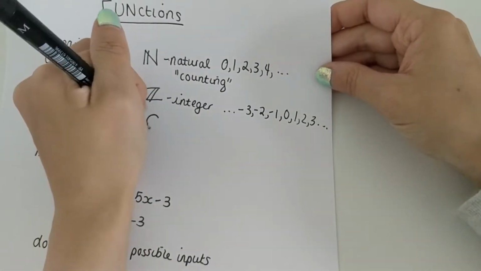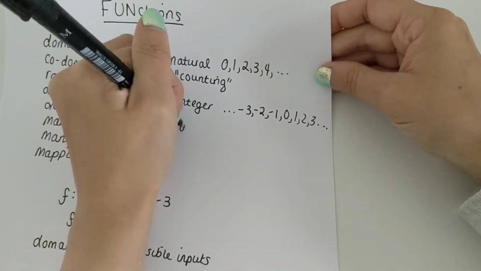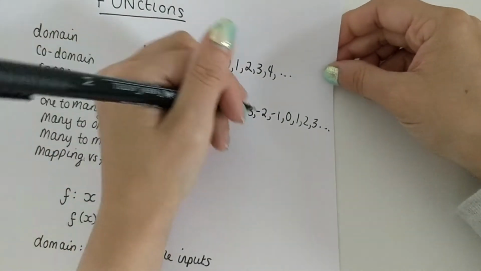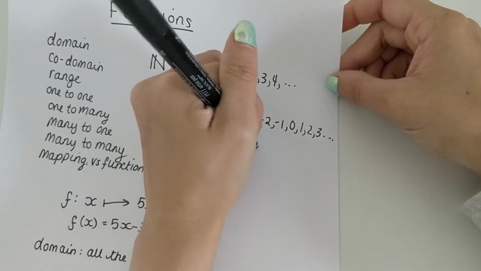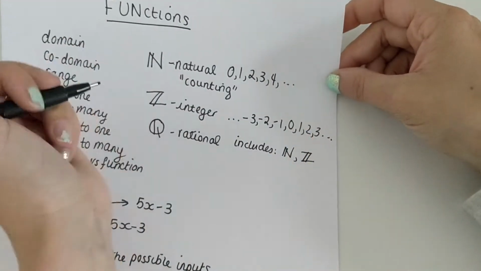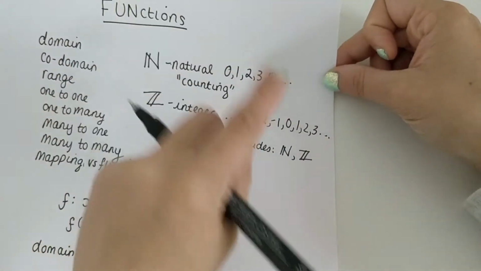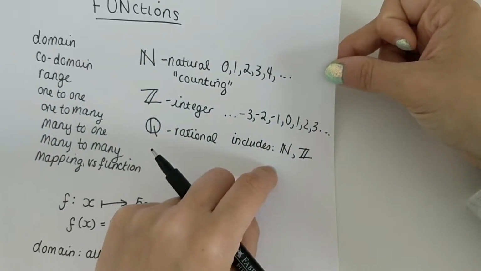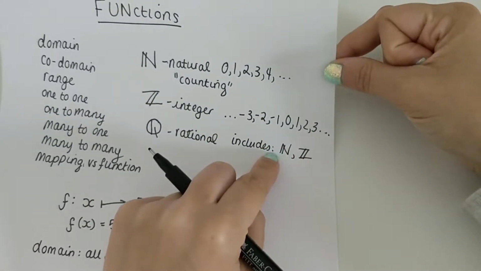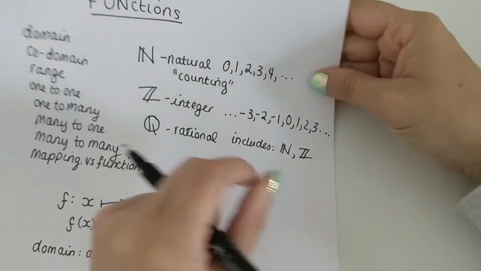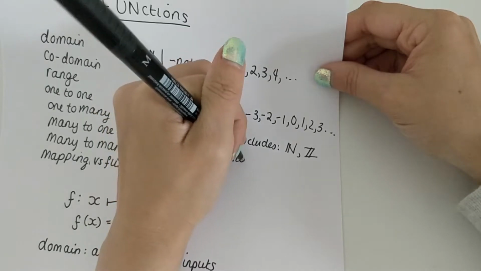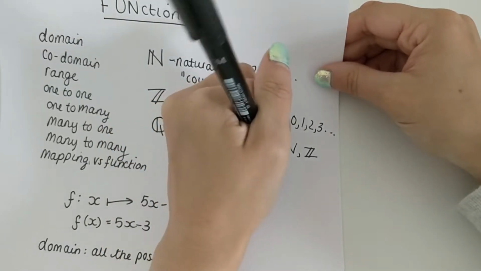What else have we got? Rational numbers is a Q. Q stands for quotient, and it includes the natural numbers. It includes integers, obviously. And I say obviously because, well, actually, I shouldn't have said obviously. If it includes integers, then it includes natural numbers, because natural numbers are included in integers. That makes sense. And it includes anything that can be written as a fraction.